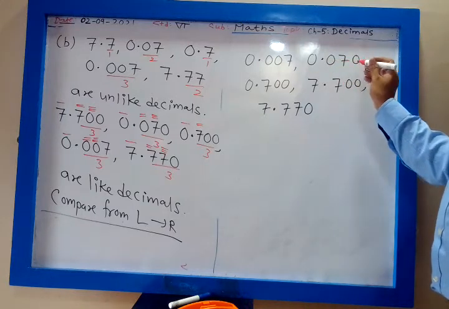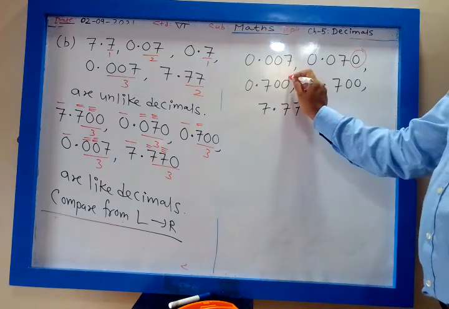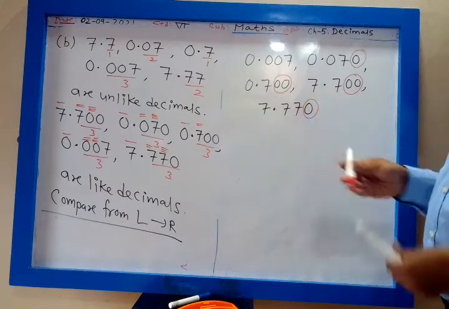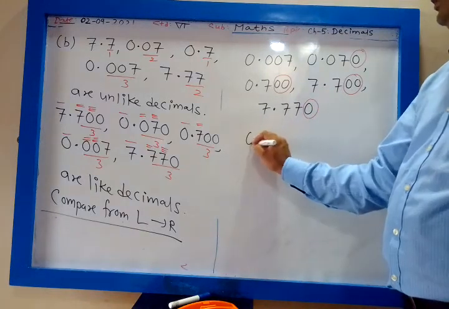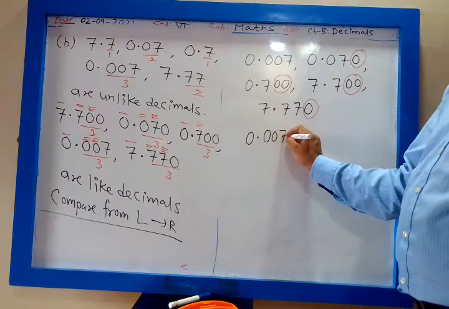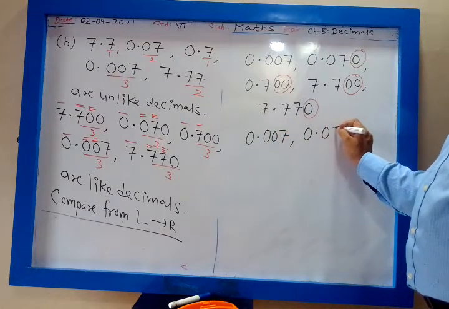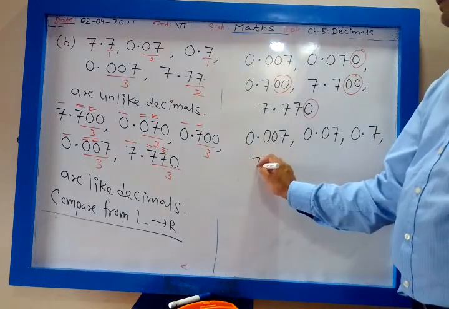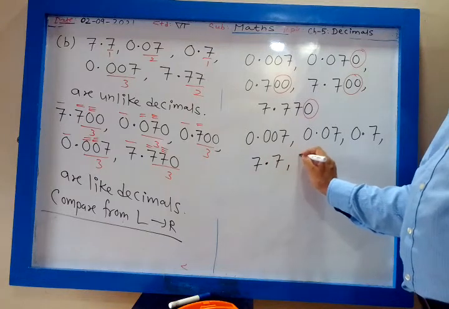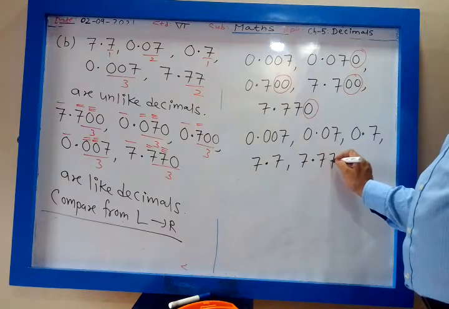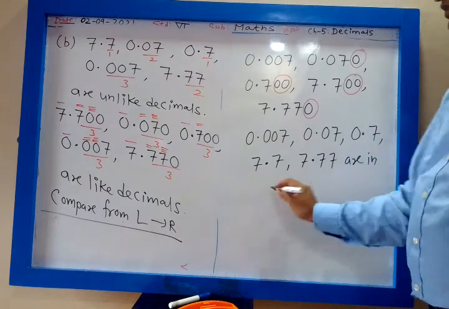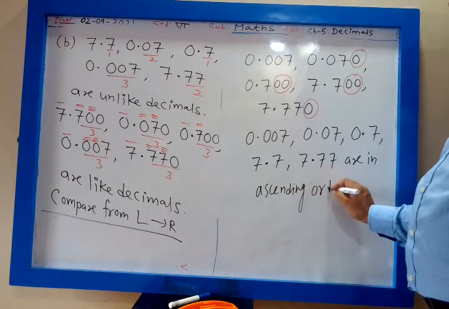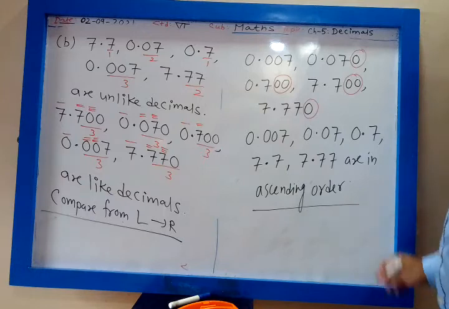But this is not my actual number. So remove the 0 at the end. This 0 I will remove, these two 0 I will remove, these two 0 I will remove, and this 0 I will remove. What will I get? 0.007, then 0.07, then 0.7, then 7.7, then 7.77 are in ascending order.